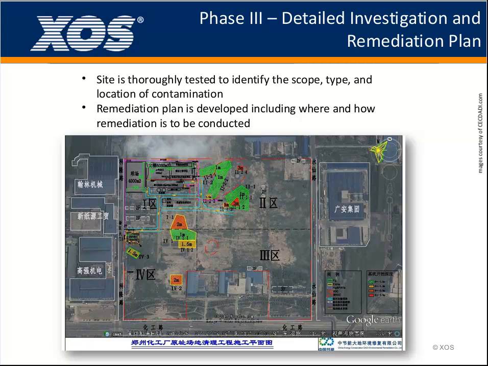And for the third phase, there is the detailed investigation and remediation plan. And here is one example. There are two contaminants in this factory, both organic and inorganic. For the green color, it is organic, and for the orange color, it is inorganic. And for this case, it is mercury.